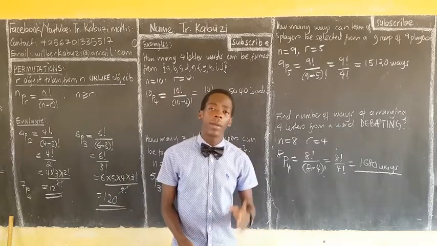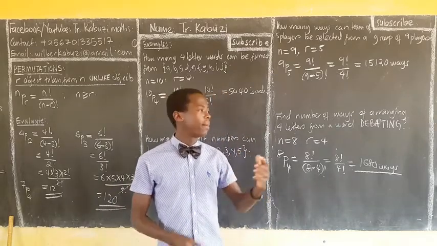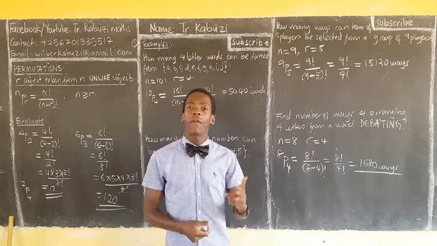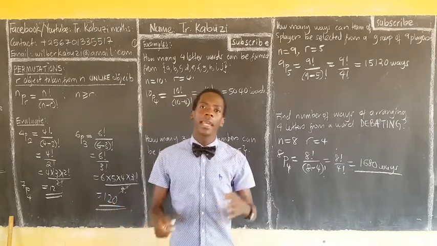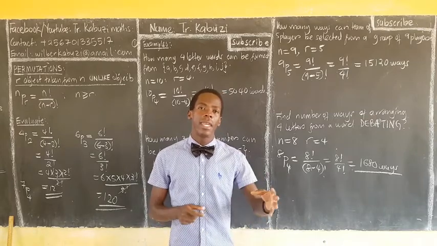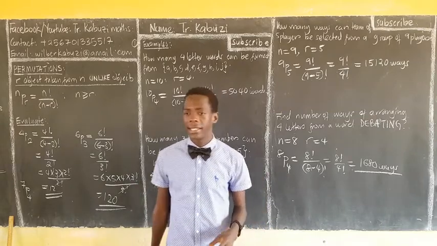So members, that's how we handle picking our objects from any unlike objects. In the next lesson, we are going to see how we pick our objects when we add some like objects. I wish you the best.